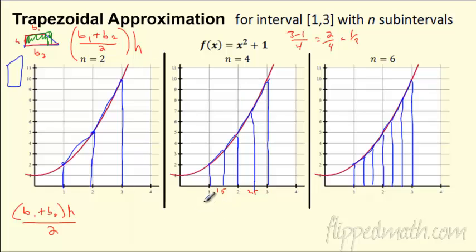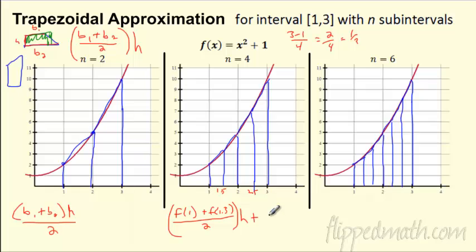So let's do this. What do I have to do here? If I was going to do this problem here, I'm going to say base 1 plus base 2. So we'll write this one out, the f of 1 plus the f of 1.5. And I'm going to divide that by 2. And then I'm going to times it by the height. So it's this times that by the height.